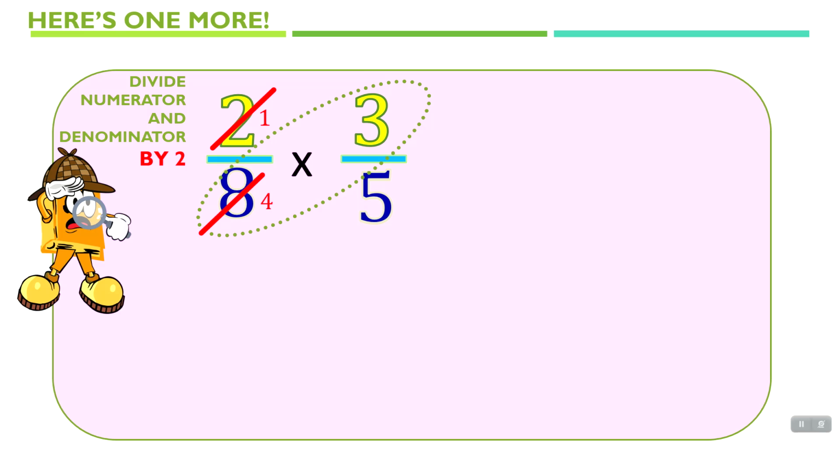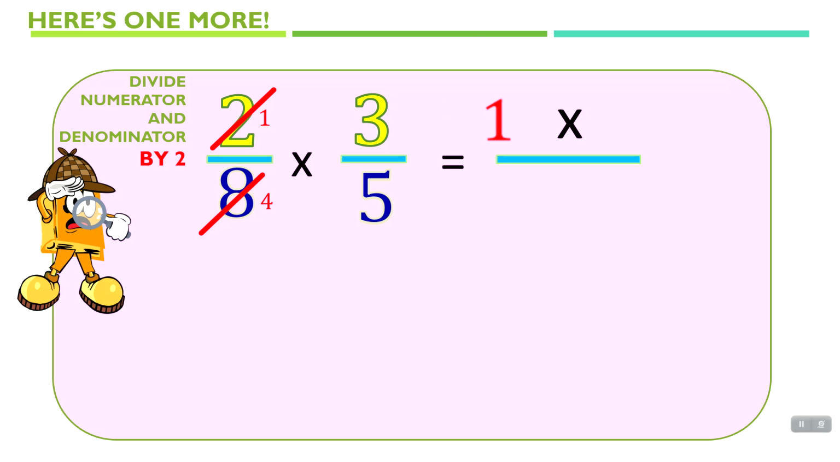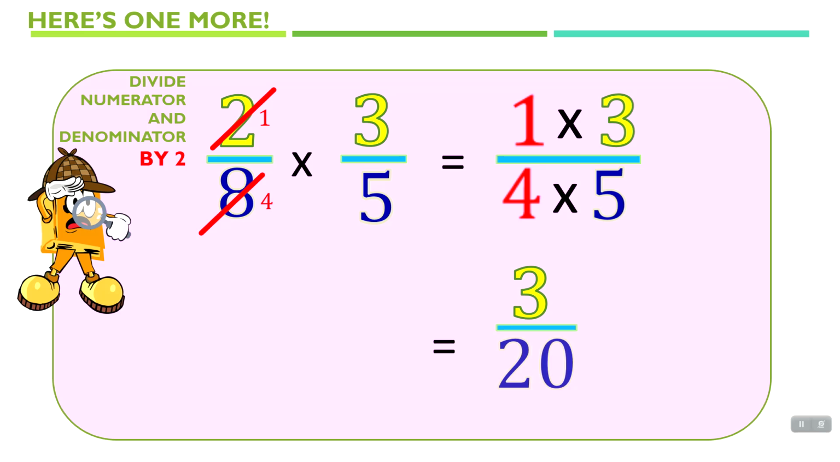3 and 4 now are in the 1 times table. 1 and 5 are in the 1 times table. And so we're finished. Multiplying, we get 1 times 3 is 3, and 4 times 5 is 20. Our answer is 3 out of 20 in lowest terms.